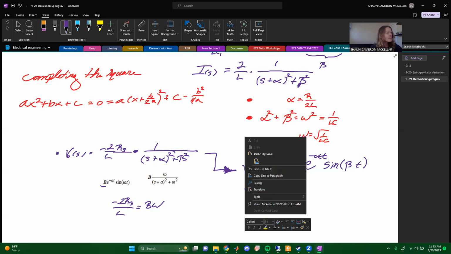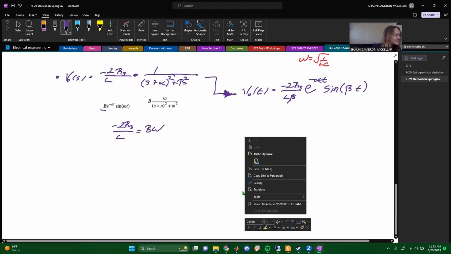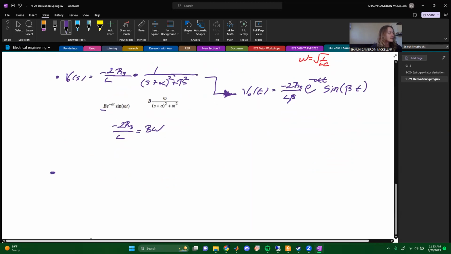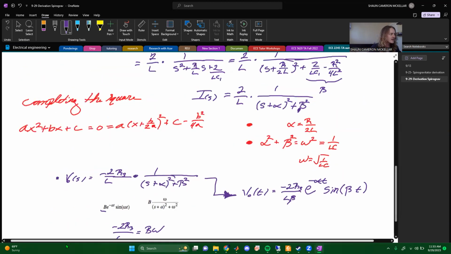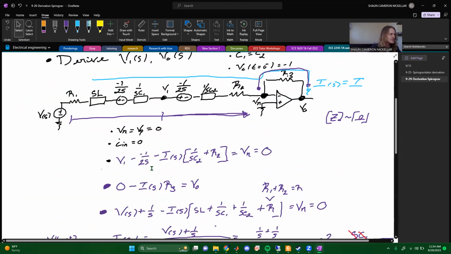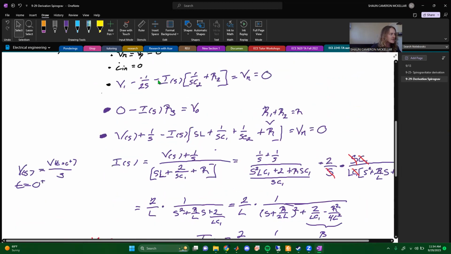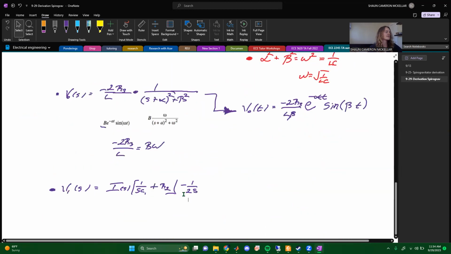Strangely enough, we're only about halfway through this derivation because V1 of S is kind of a doozy. So let's work through it. So V1 of S, remember, that was equal to our current I of S multiplied by 1 over S C1 plus R2 minus 1 over 2S. Okay, let me just verify that that's what we had. Yeah, I'll shift. This would be a plus, and then I'd shift it over, so it'd be a minus, and that should be a plus I of S. So yeah, I've got this correct here.